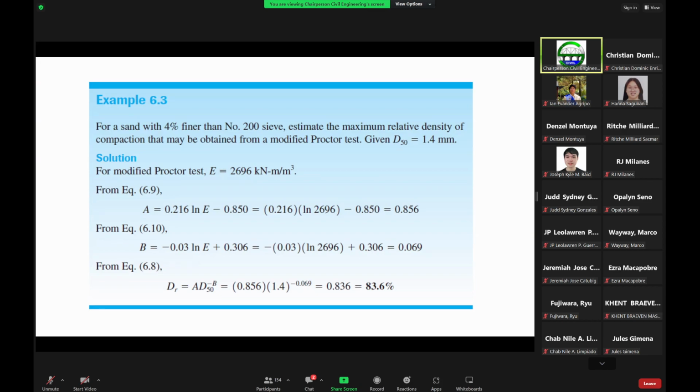Equal to 1.4 millimeters. So that means we have the corresponding relative density for that material equal to 83.6%. Okay, so 100% is of course the perfect one. But I think a relative density of 83.6% is already considered dense. A dense material. That's already quite good. I think at least 75% is already a desired relative density in the field.